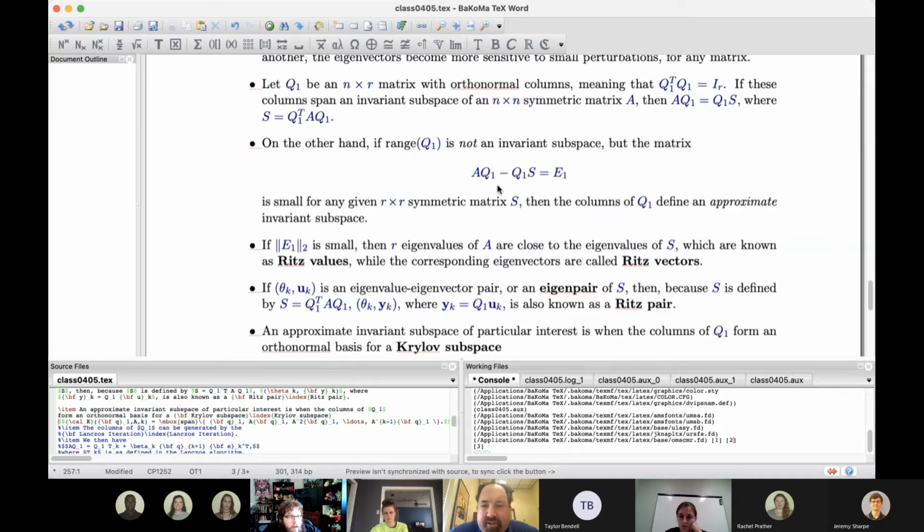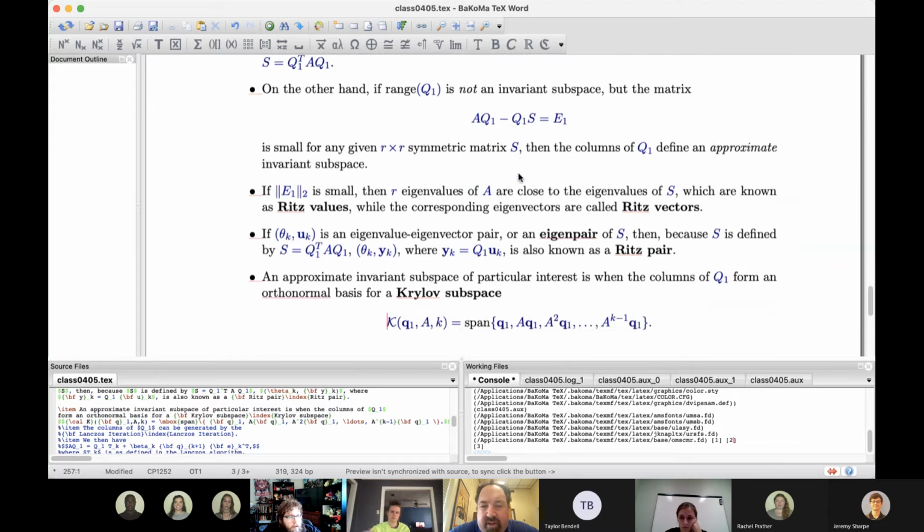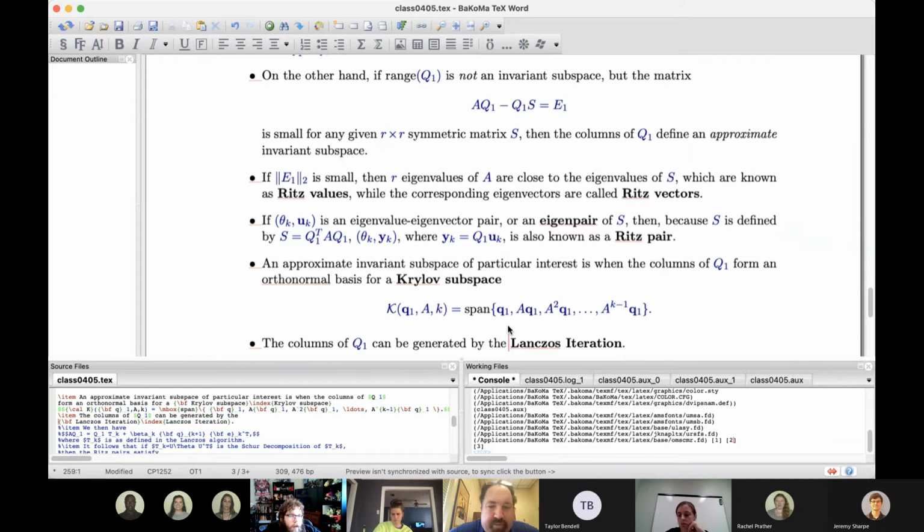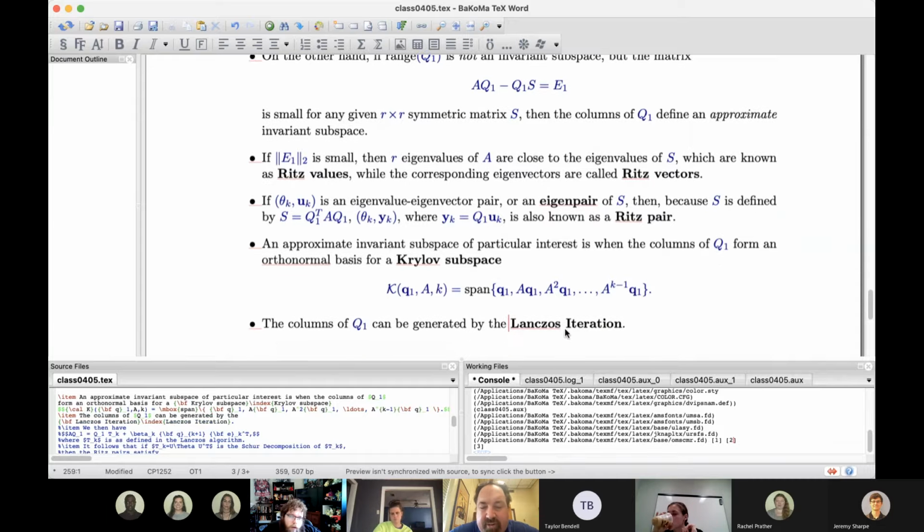Now, one case of particular interest is if the columns of Q1, which are orthonormal, form a basis for a Krylov subspace. So if you take the first column of capital Q1, that's little q1, and keep applying A to it, that builds up a Krylov subspace. And how you get those columns of Q1 from this Krylov subspace, we've seen that before. That's the Lanczos algorithm. Lanczos iteration generates an orthonormal basis for this Krylov subspace. So we saw that before.